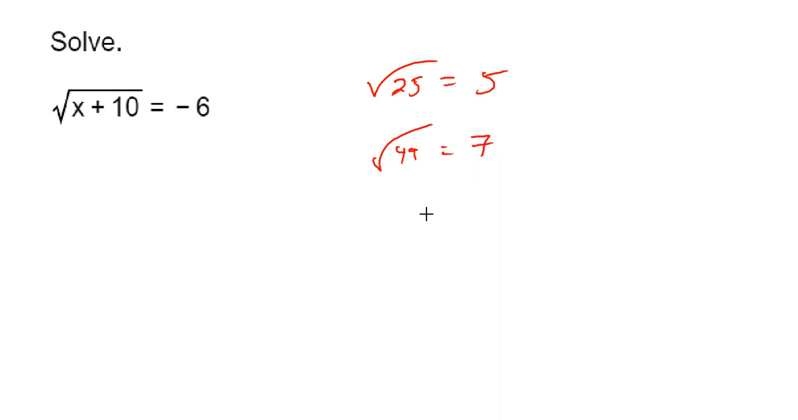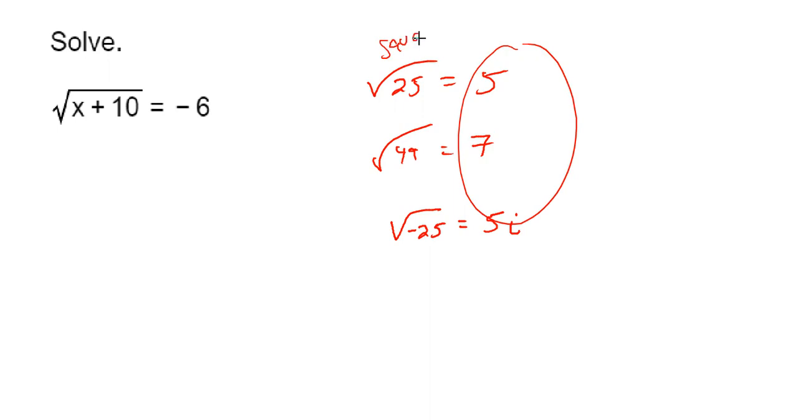Now we haven't talked about this yet in chapter 6, but in a couple of sections we will talk about, even if you take the square root of a negative number, square root of negative 25, that's not a real number, but what it actually is going to equal is 5i. But the answer is still positive 5i. So what I want you to notice is that for square roots, the answer is always positive.